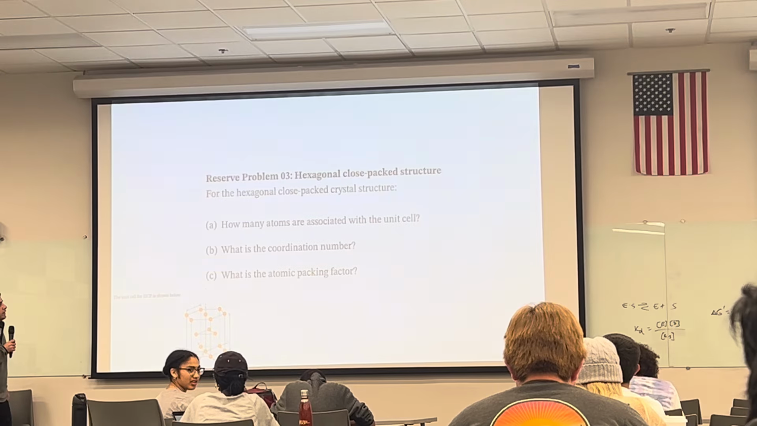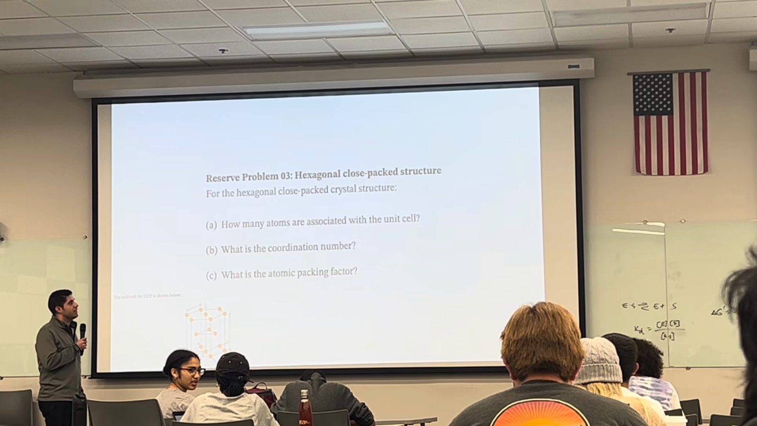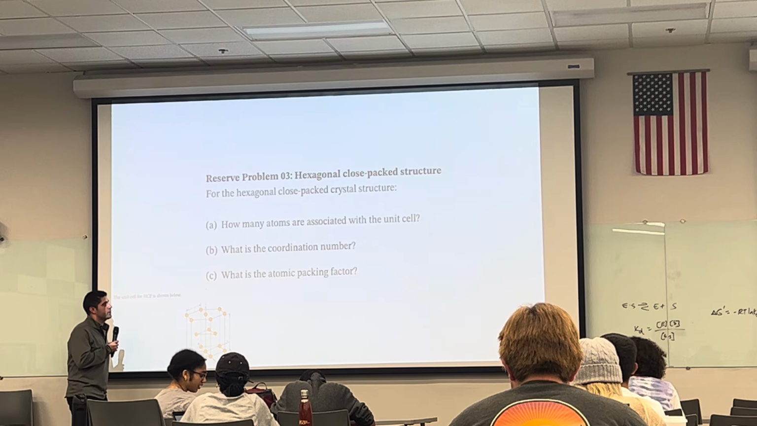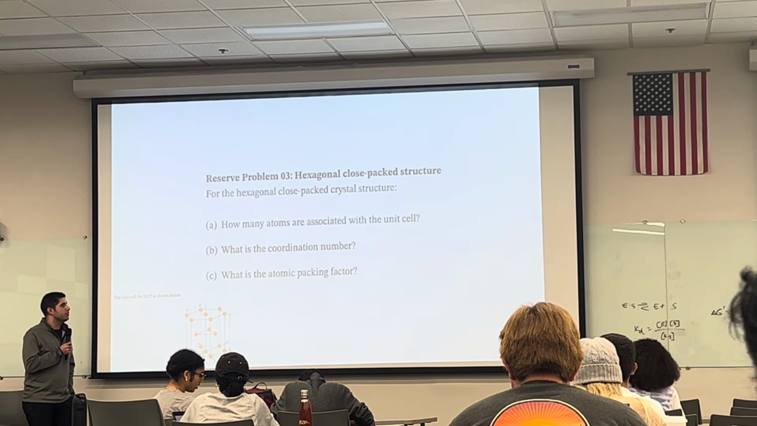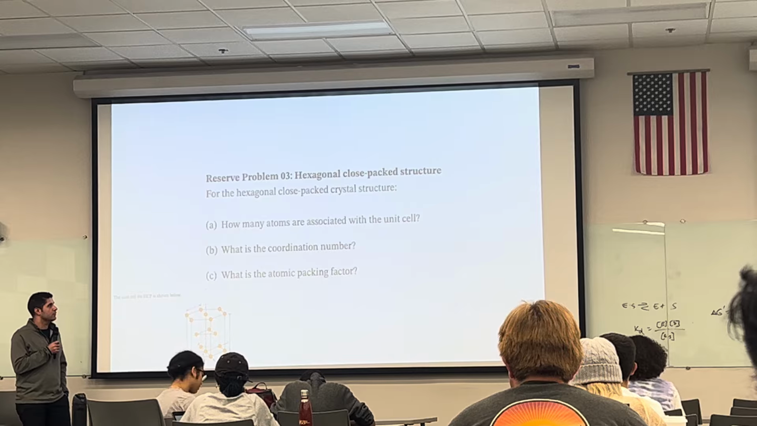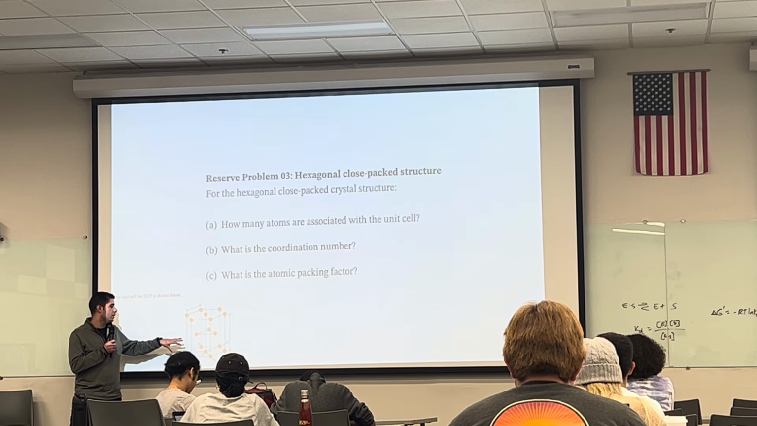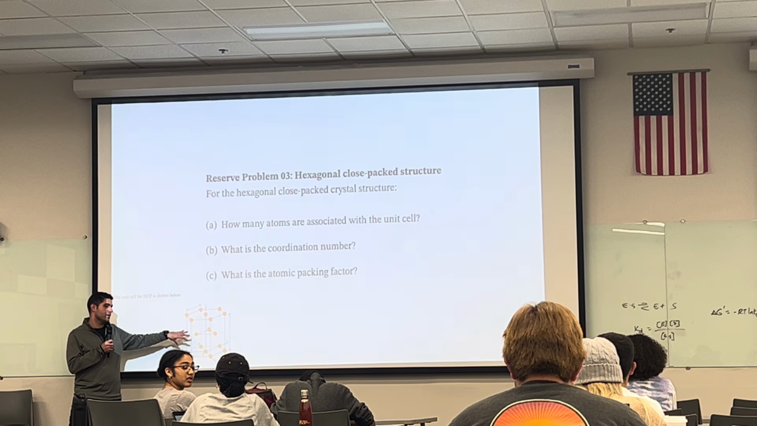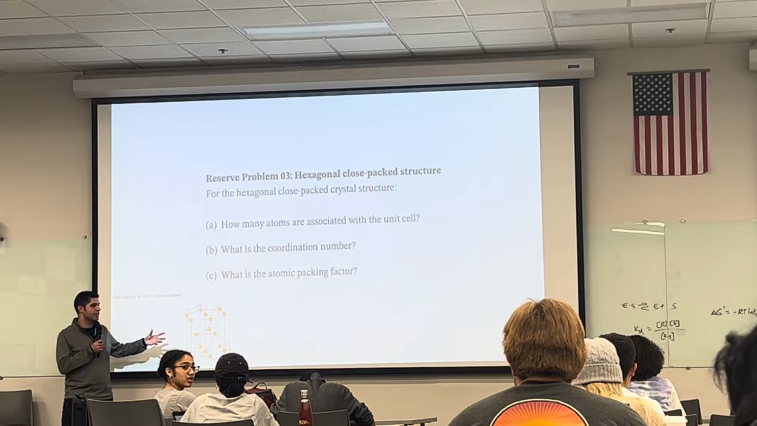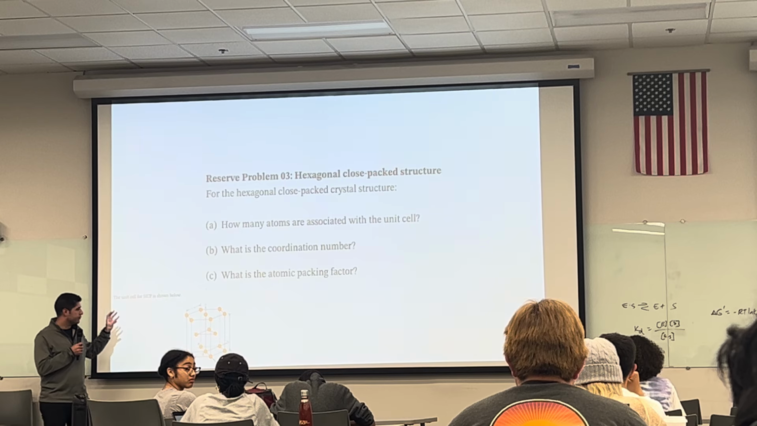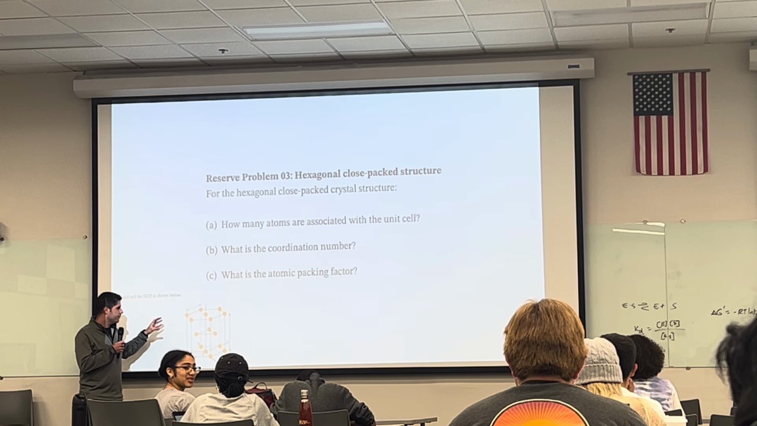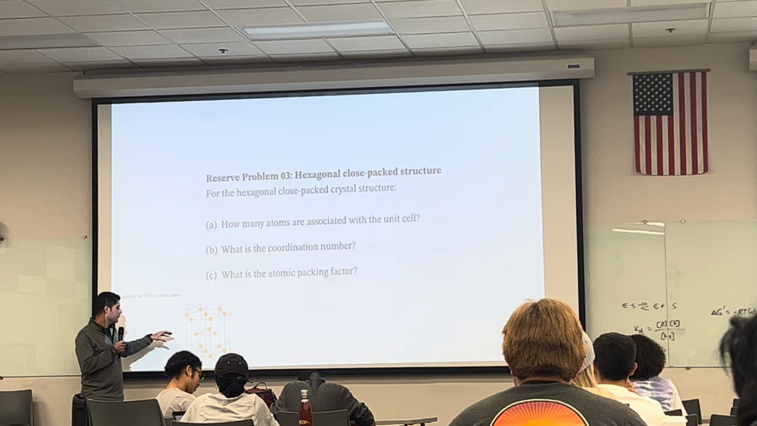So for part A, it's asking about how many atoms are associated with the cell. That means how many atoms are in the cell, within the cell. It's the same thing. So we just have to count.